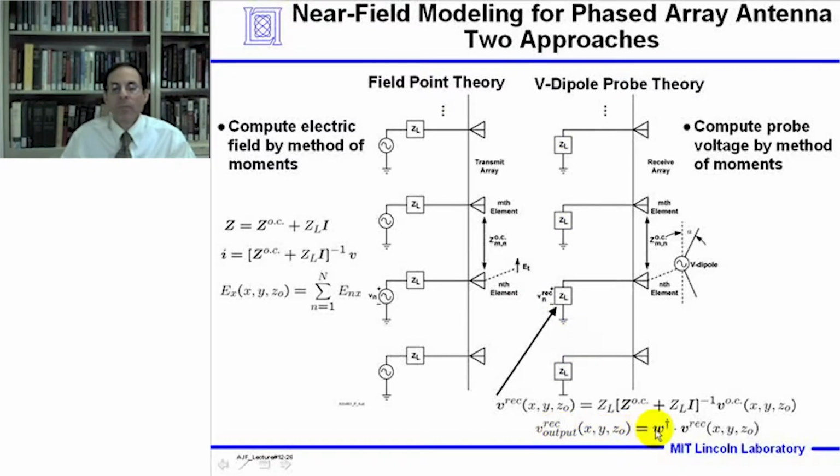The array beamformed output can be written in terms of the dot product of a weight vector times the receive voltage matrix. And this is done at each position for the near field probe at a constant distance z0 away from the array. So these are the two approaches, a field point theory where we get the electric field directly, and the V-dipole probe theory where we're computing the actual voltage received at the array.